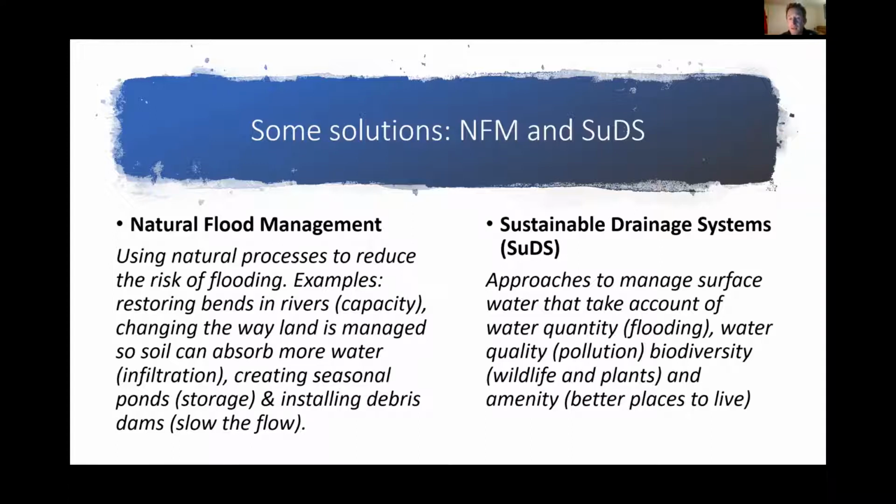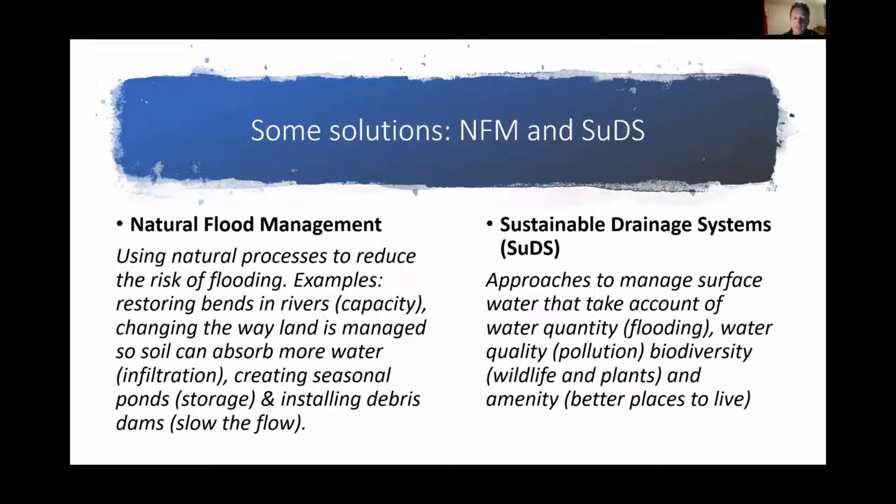So there's another very related topic, but in the urban setting, called sustainable drainage systems. And these approaches manage surface water that take account of water quantity, flooding, water quality, pollution, biodiversity, wildlife and plants, and amenity. They help make the places that we live better places to live. And rather than the old drainage approach of trying to convey water away as quickly as possible by dredging or widening of streams, which as I think most of us probably know, just often shunts the problem elsewhere downstream.